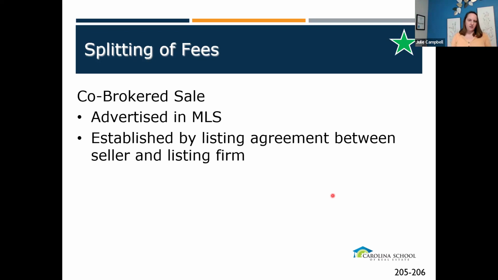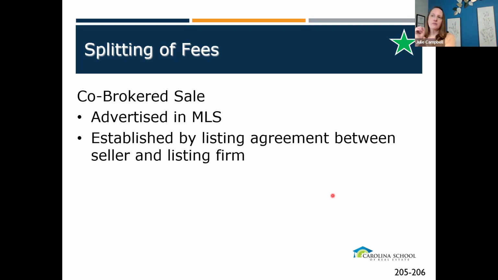The commission is determined by the listing firm and the seller. Part of our listing agreement, our agency agreement, the seller says, I agree to pay the firm X amount. And then we're going to agree how much we're going to share with whomever brings the buyer. It's an agreement between the seller and the listing firm. Can be negotiable, should be negotiable. How negotiable? That's up to your firm's policy.